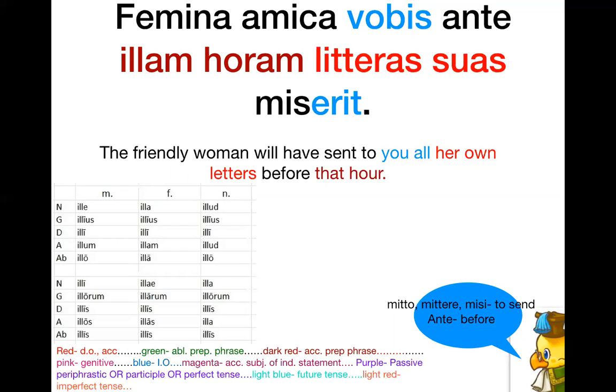So litteras suas is the direct object, whereas illam oram, before that hour, is the object of ante. Ante takes an accusative. And vobis, just like nobis in number 1, is dative. So if I pick this one, I'd ask about the verb being third singular future perfect. And I might ask about the case of vobis.